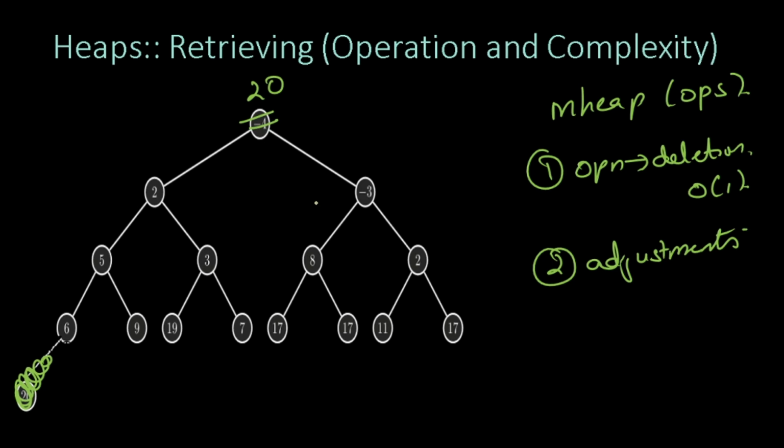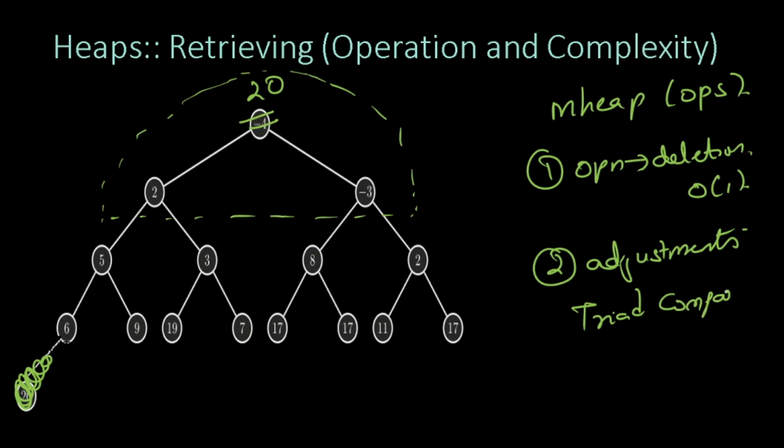So now let us do a series of adjustments. How do we do the adjustments? We start comparing in the form of triads. So we'll start from the root, triad comparisons. So 20, 2 and minus 3, which is the smallest element? Minus 3 is the smallest element. So you swap 20 with minus 3. So 20 becomes minus 3 and minus 3 becomes 20.